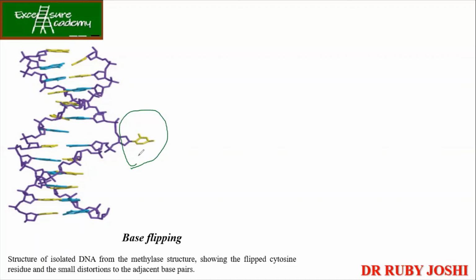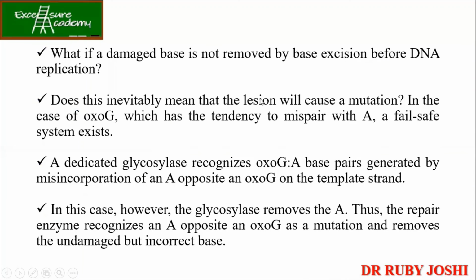Okay, can you see it? This yellow colored thing is the cytosine. Instead of staying in place, it flips out. Because of this, there will be a distortion in the structure, and that will be recognized by the enzyme in order to repair it. Is this much clear? That's why it is also known as the base flipping mechanism.